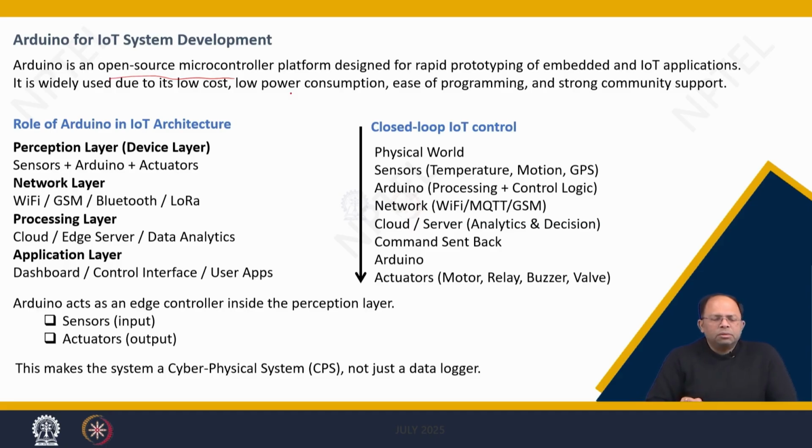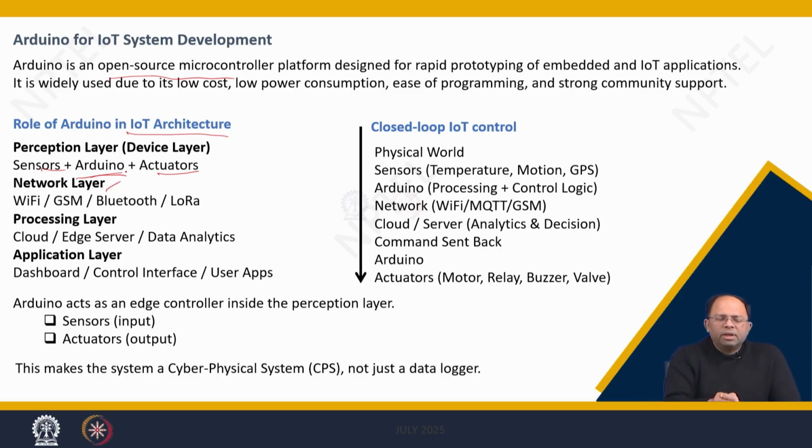So first of all, just to reiterate what we have discussed earlier and where the Arduino fits in this particular IoT architecture. As we know, we have the perception layer, that is the device layer, where there are sensors, then there are the actuators, and then there is the device, the microcontroller, and the other things which actually help connect the sensors and actuators, right? So that is where Arduino comes in.